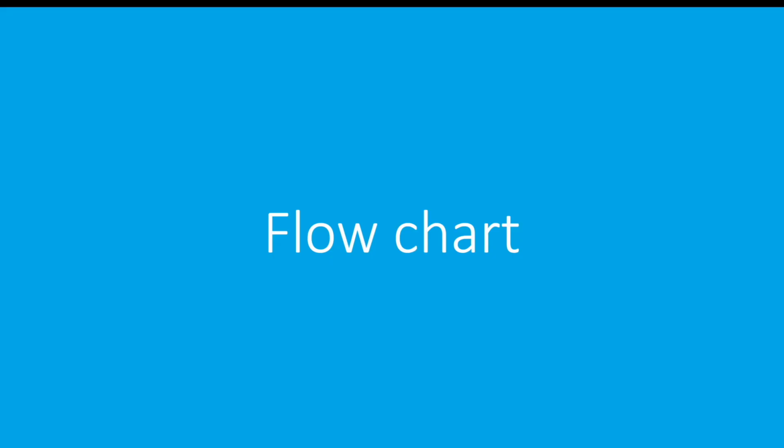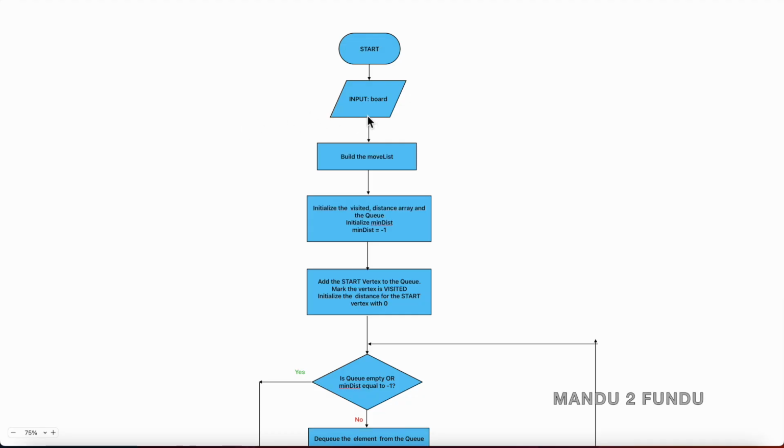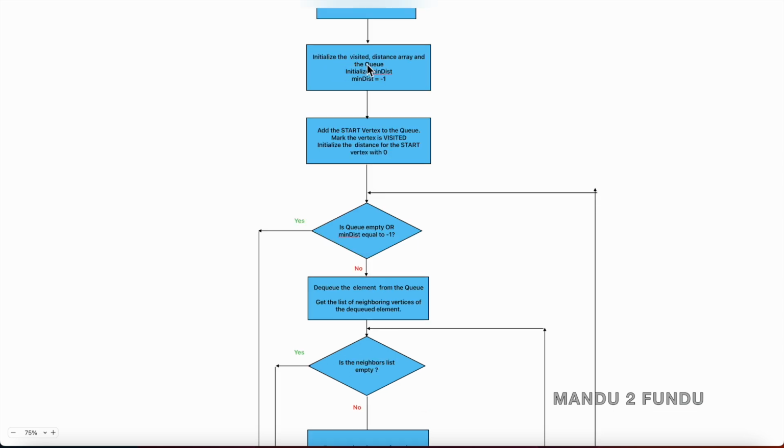Let's look at the flowchart. Input for this procedure is a matrix called board. First we convert that matrix into an array where each entry contains the final destination for that particular cell. Then initialize the visited array, the distance array and the queue. The visited array and distance array are equal to the input size. Then add the starting vertex to the queue, mark that starting vertex as visited, and initialize the distance for that in the distance array with value 0.